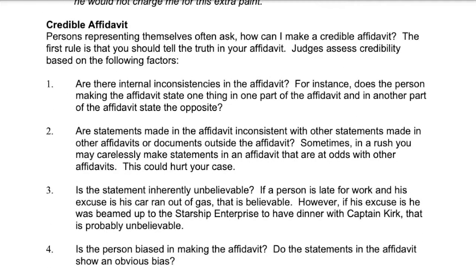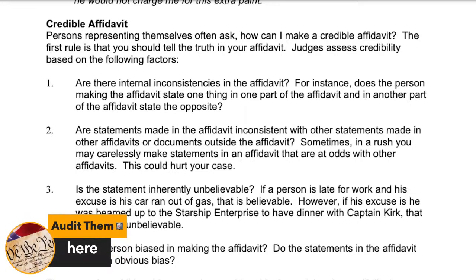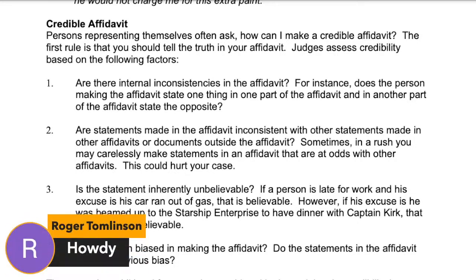All right, we're on to credible affidavit. Before we do that, let's jump over here to the chat. Dem is still here. And welcome to Roger Tomlinson. Howdy to you.